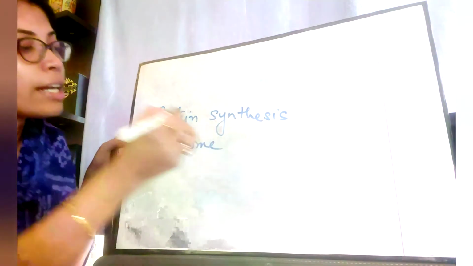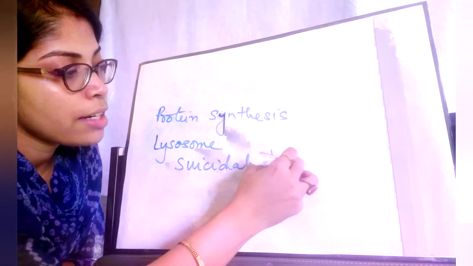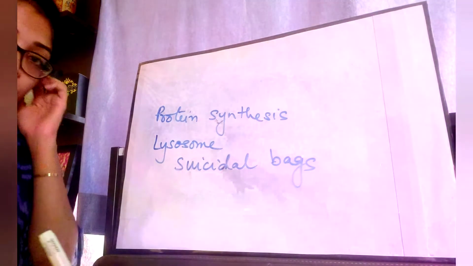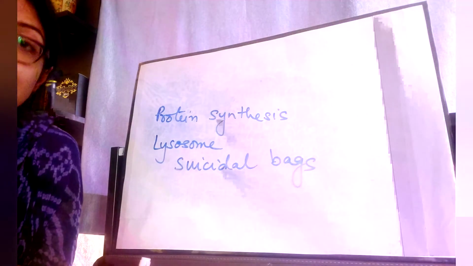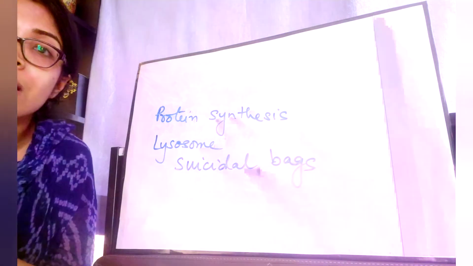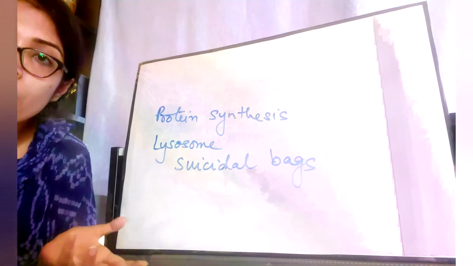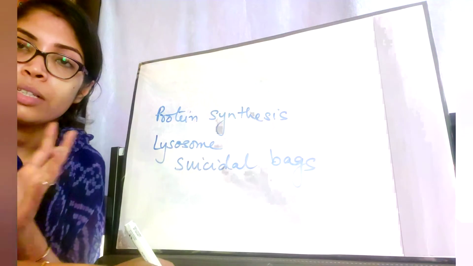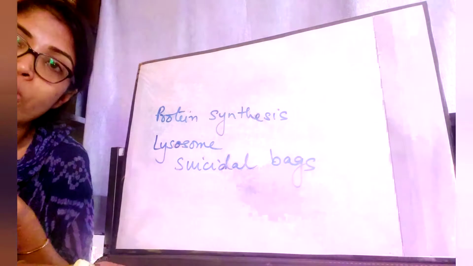So you all know that lysosomes are known as suicidal bags, right? Why? Because lysosomes are those cell organelles mainly found in animal cells. They contain hydrolytic or digestive enzymes within them, and the lysosome will burst open, and the digestive enzymes will come out of the sac of the lysosome and digest the whole cell and also its surroundings.